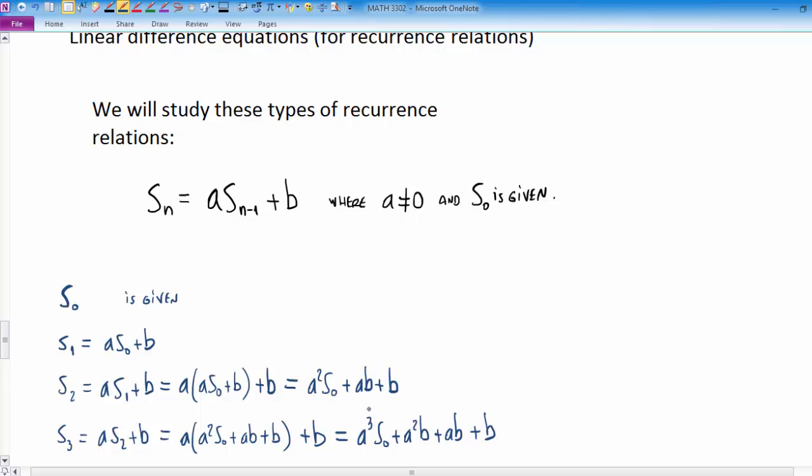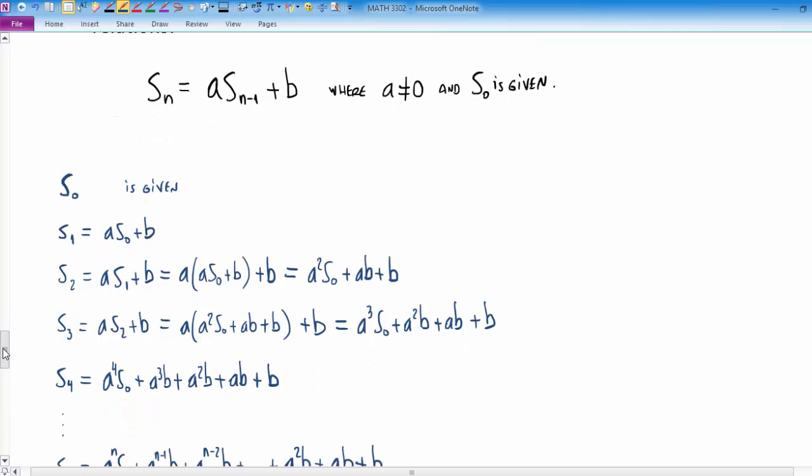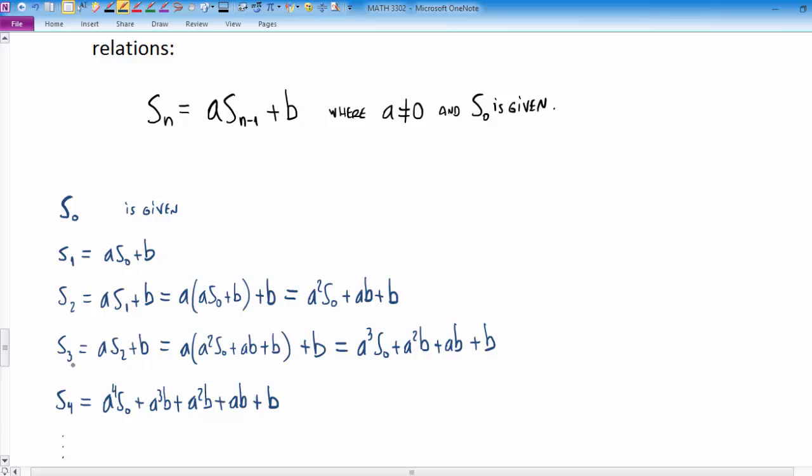Let's do a few more, and we will see a pattern here. Here is S3, a S2 plus b. Then again, we multiply a times the formula for S2 that comes from the previous element of the sequence. Replace that in here, and we have this expression.